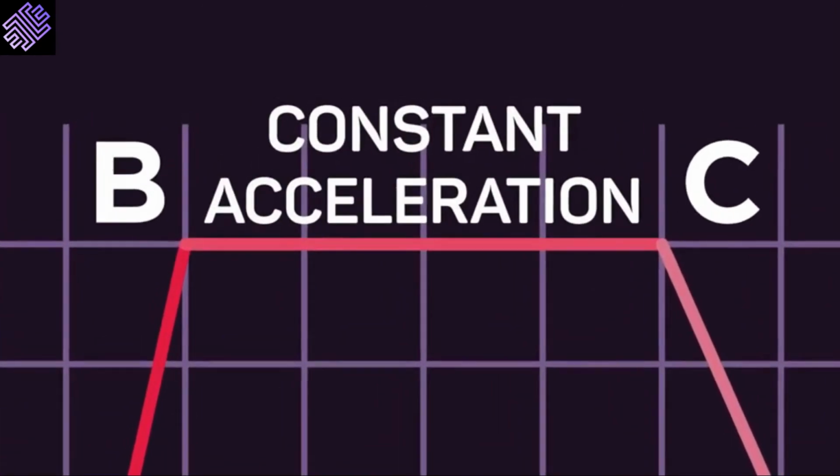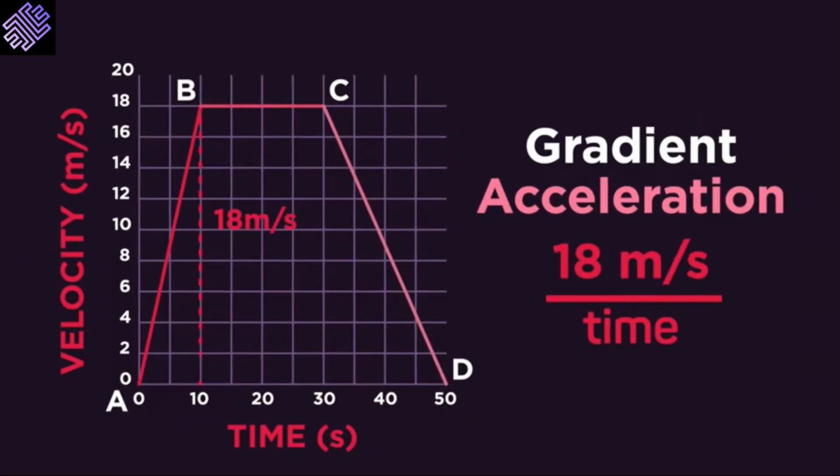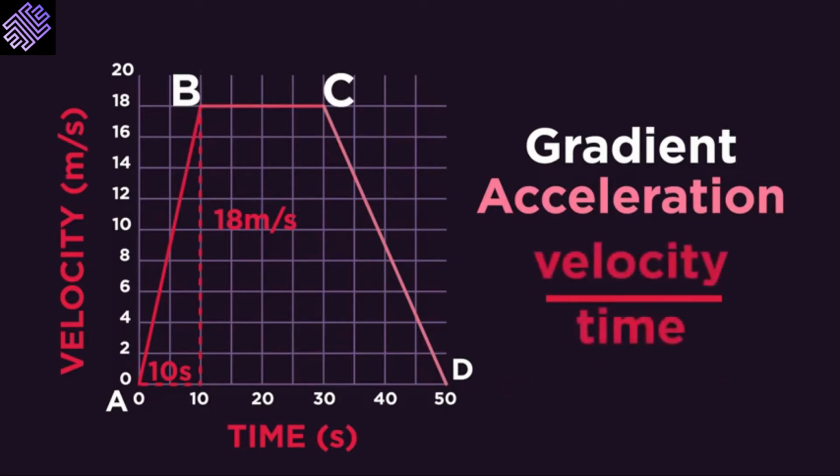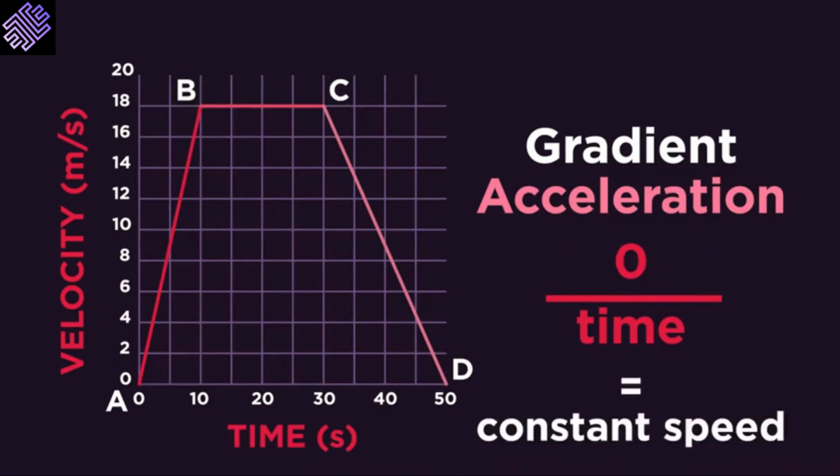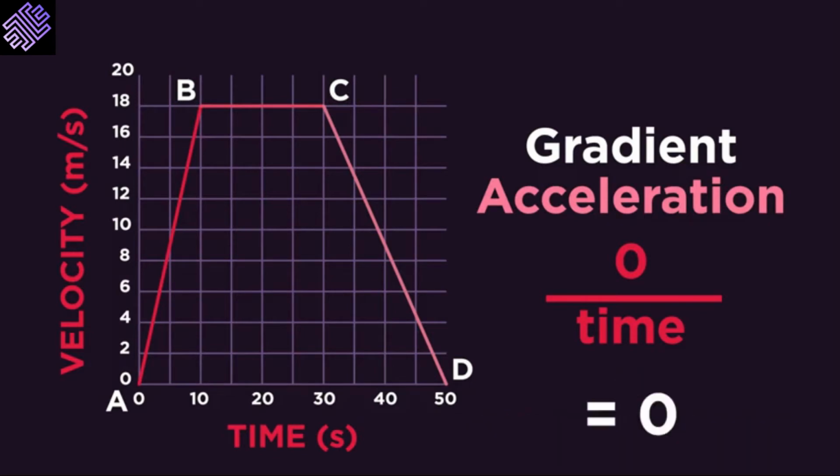A change in velocity of 18 meters per second divided by a change in time of 10 seconds gives us an acceleration of 1.8 meters per second per second. Now let us calculate the acceleration between point B and C and point C and D. The acceleration between point B and C is fairly easy. As there is no change in velocity, the object is moving with a constant speed. Therefore, it has no acceleration.